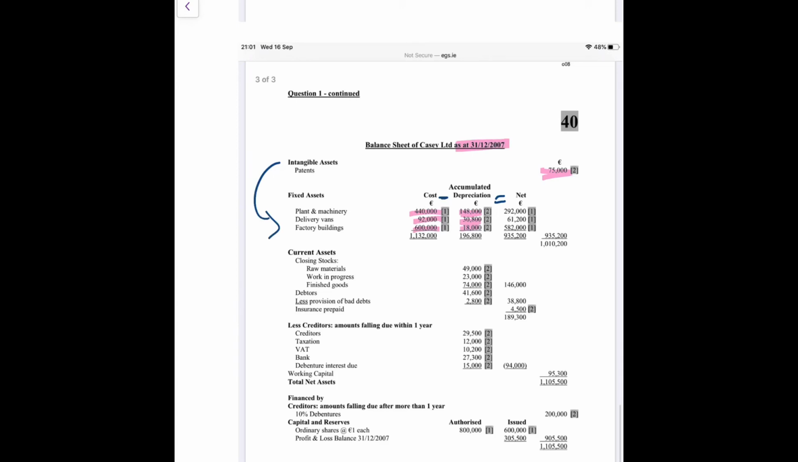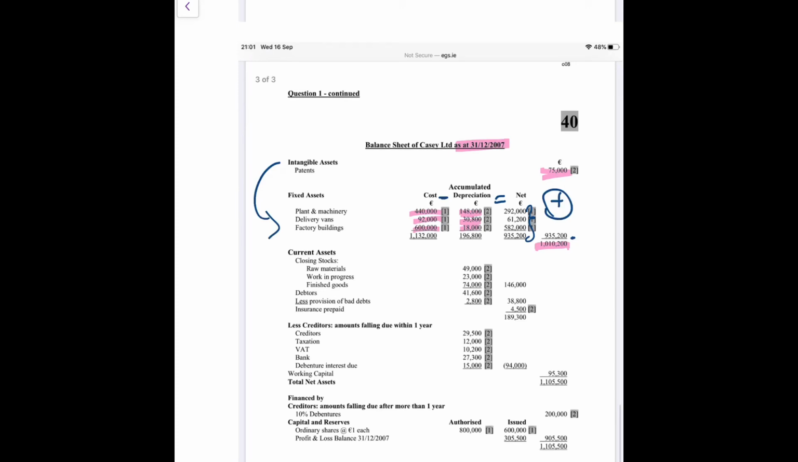Okay, so then to carry through, we're just going to add these up, and that gives you the 935,200, and then adding the 75,000 to give you €1,010,200.